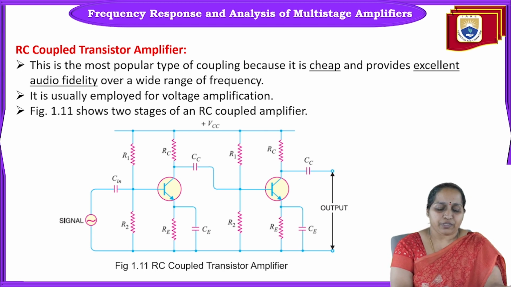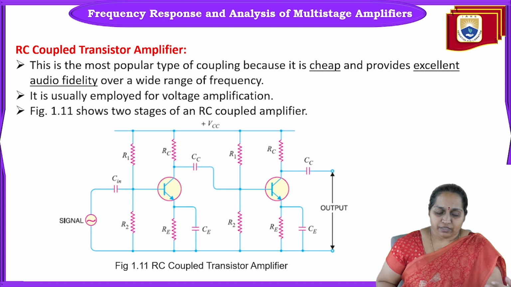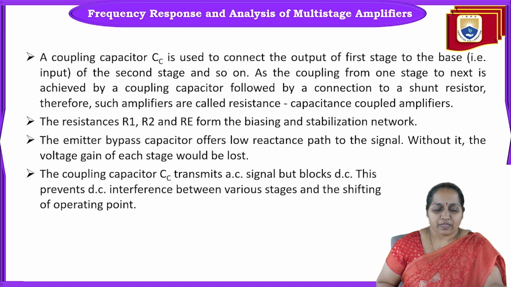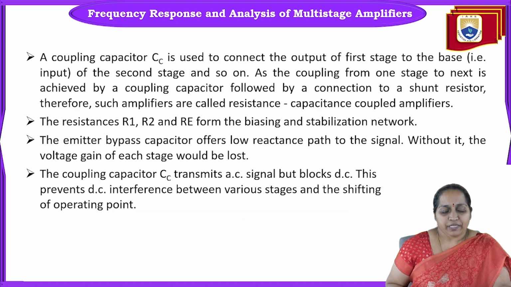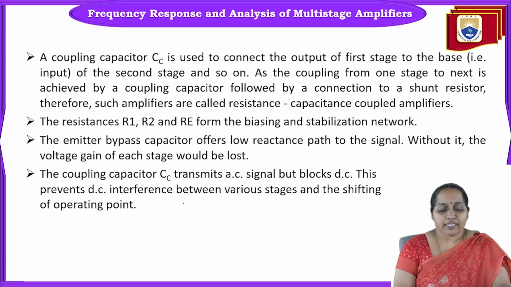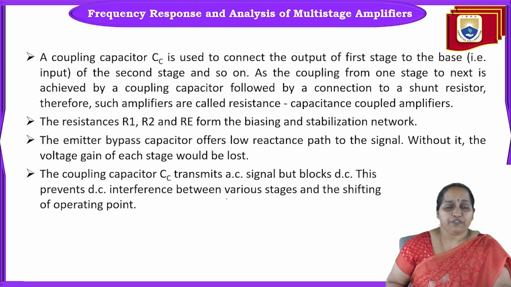The resistors R1, R2 and RE form the biasing and stabilization circuit. The emitter bypass capacitor CE is used to offer a low reactance path to the output. The coupling capacitor transmits the AC signal and blocks the DC. It is used mainly to prevent DC interference between the various stages and the shifting of the operating point.